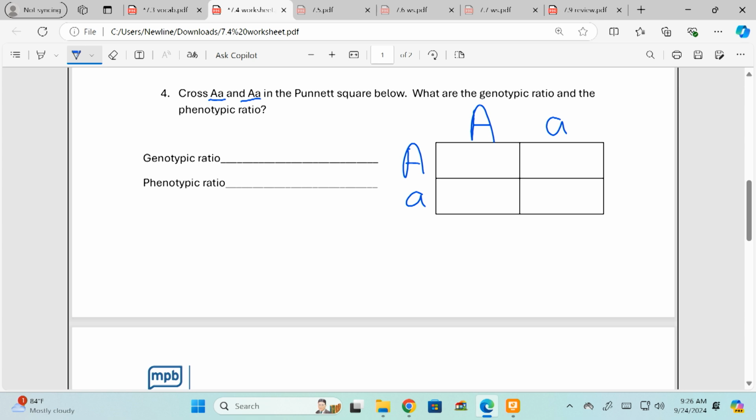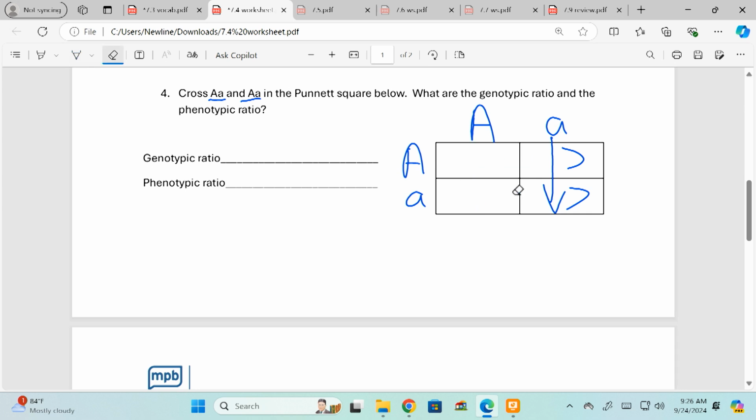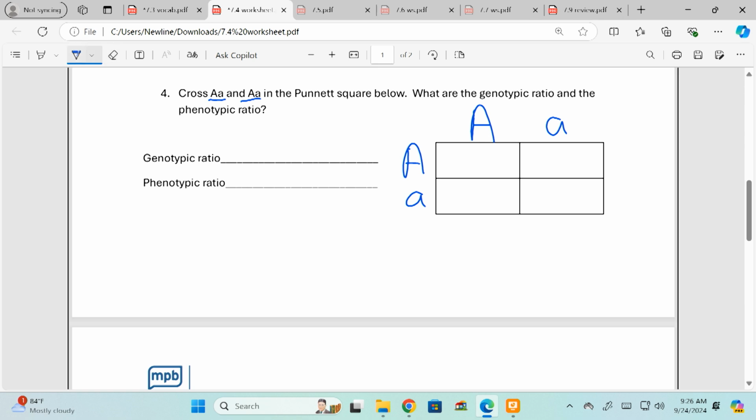Okay, so this one comes down into both of these, this one comes down into both of those, this one comes across into both of those, and this one comes across into both of those. So let's fill it in and see what we can come up with for those, okay? So this is what it should look like.